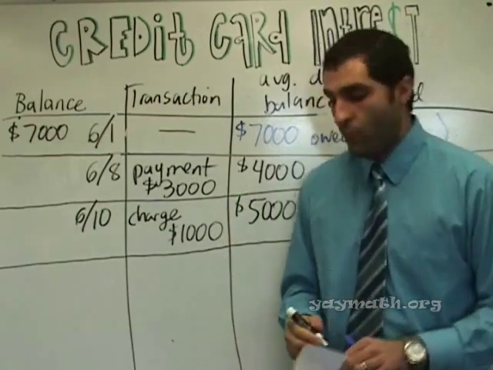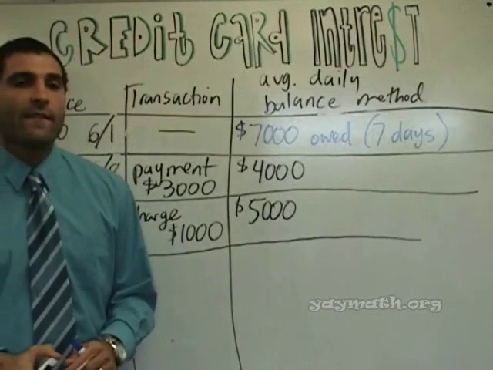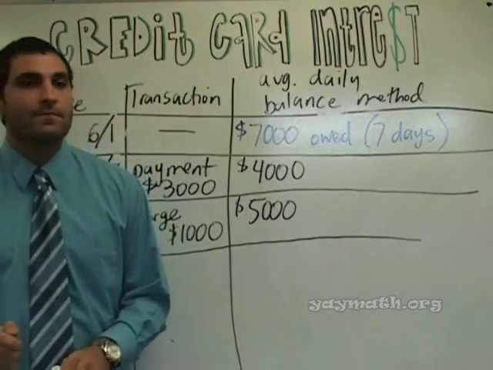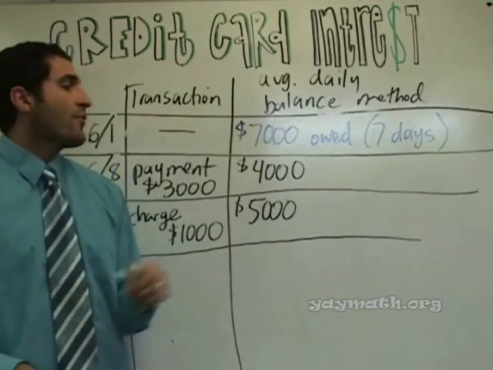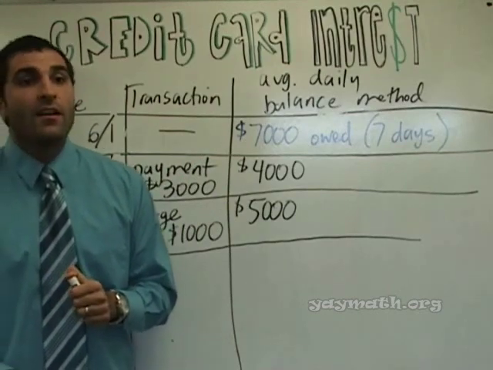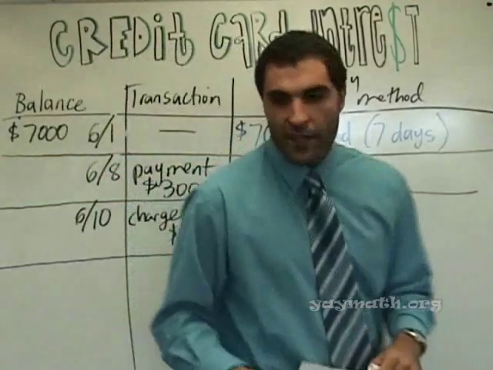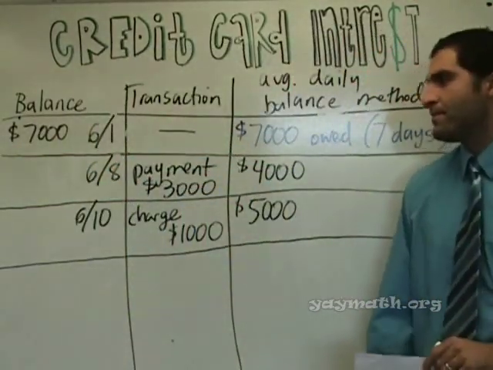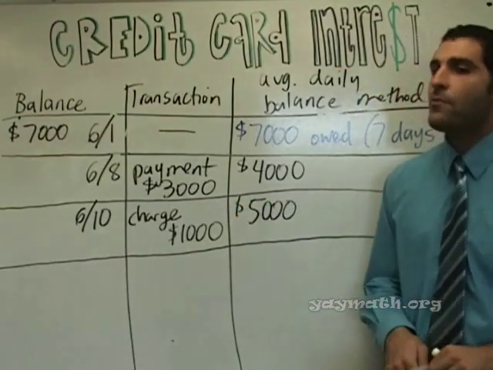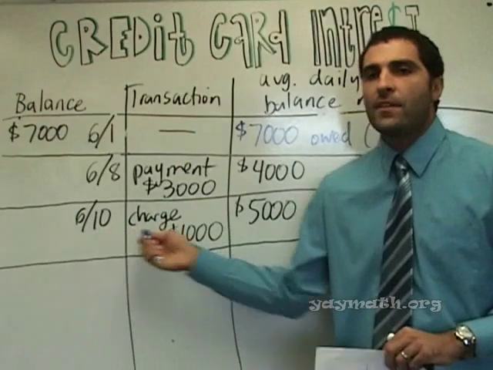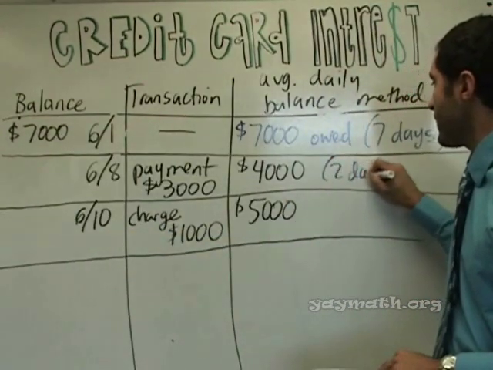And what's my next question going to be regarding the $4,000? How long did you owe it for? Right on. How many days did we owe $4,000? Two. That's right. On the 8th, we owed $4,000. On the 9th, we owed $4,000. And on the 10th, something changed. So now we owed $4,000 for 2 days.